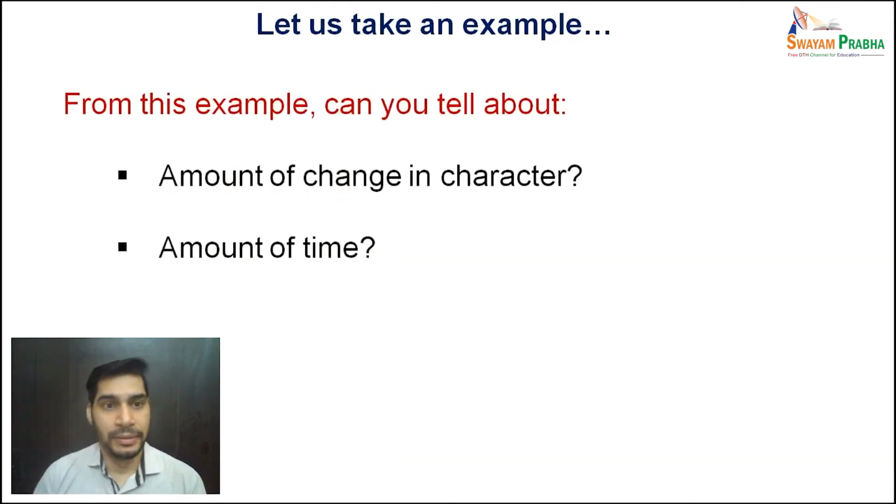But if you have these kind of trees, can you tell about what is the amount of change in characters? That means how much, quantitatively, that character has changed throughout the evolutionary history. Can you tell about the amount of time, that means the time spent in the evolutionary history that it has undergone the change? Based on these kind of questions, there are different kinds of representations or types of trees.